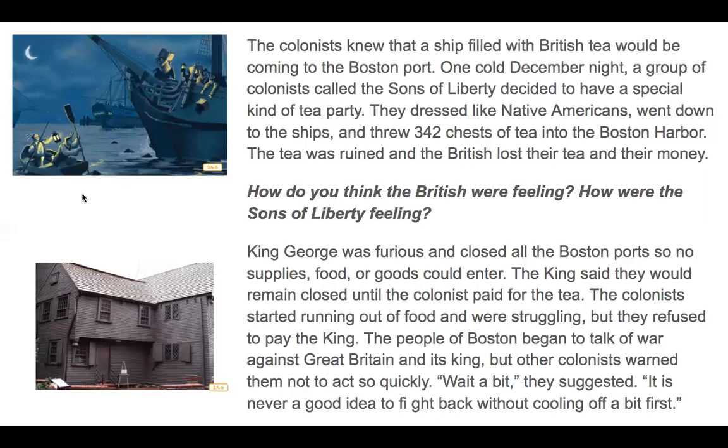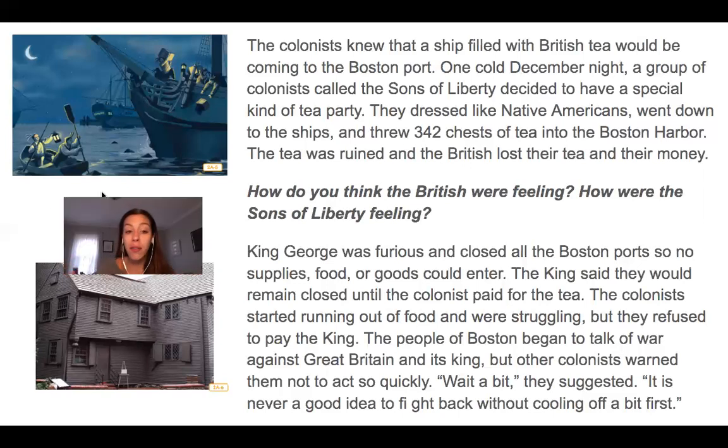The people of Boston began to talk of war against Great Britain and its king, but other colonists warned them not to act so quickly. Wait a bit, they suggested. It is never a good idea to fight back without cooling off a bit first.